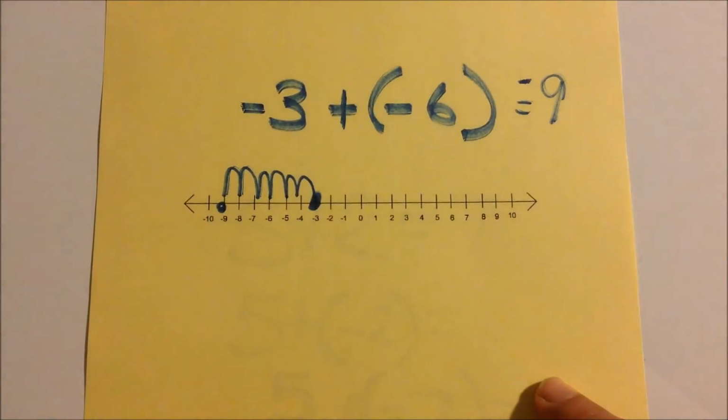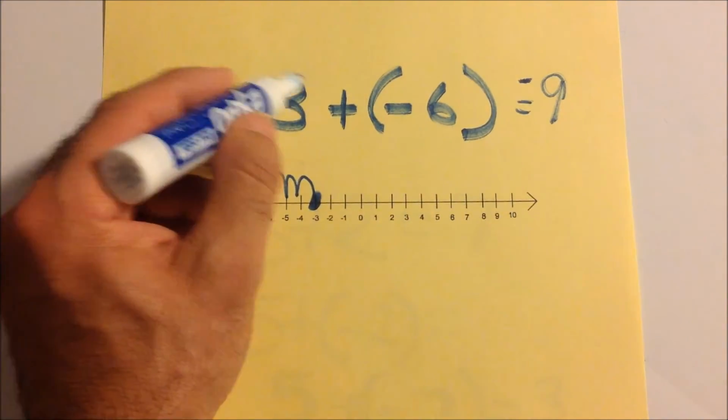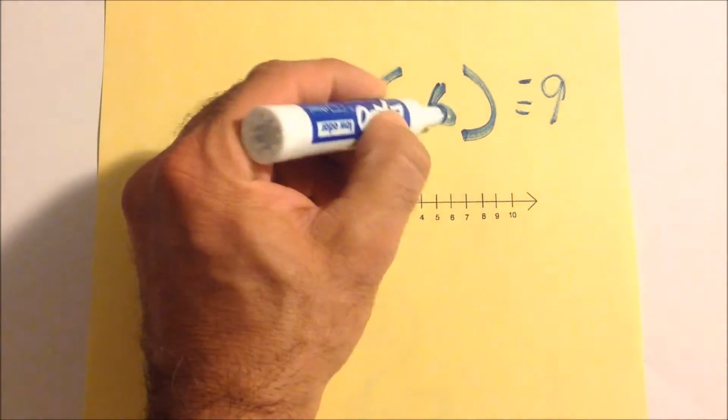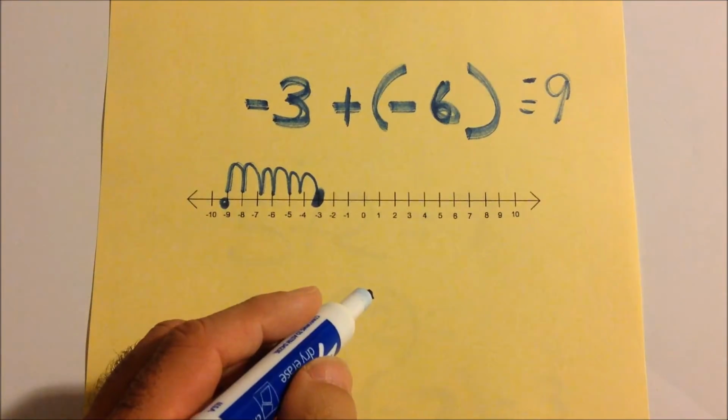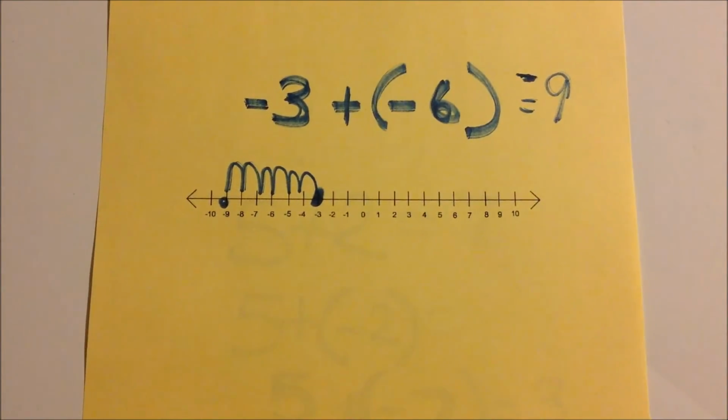So remember now, we can also look at it like this. If you owe $3 and you owe $6, well, doesn't it make sense that you still owe money? You owe $9, -9.